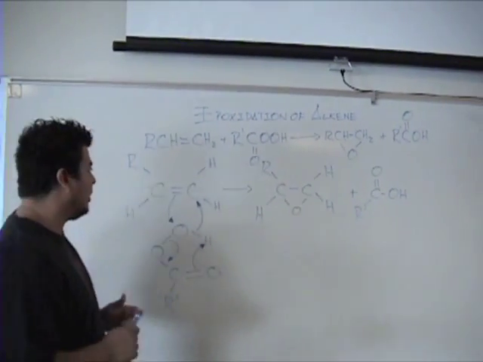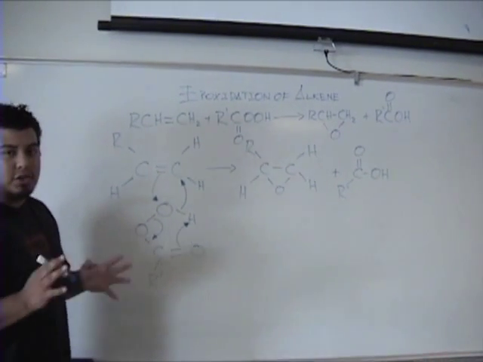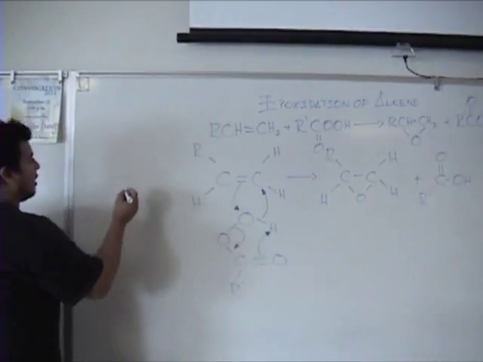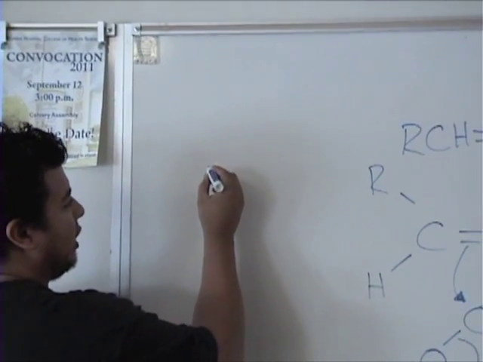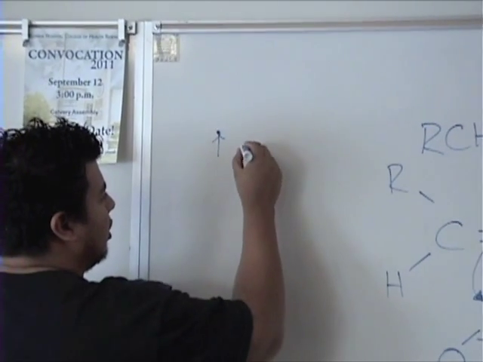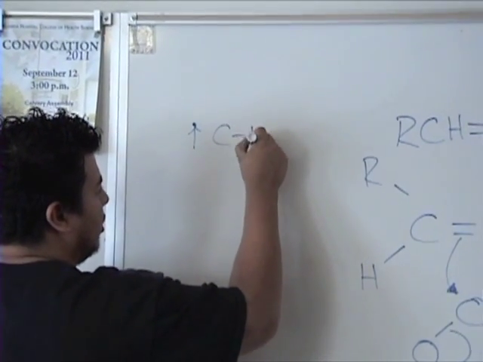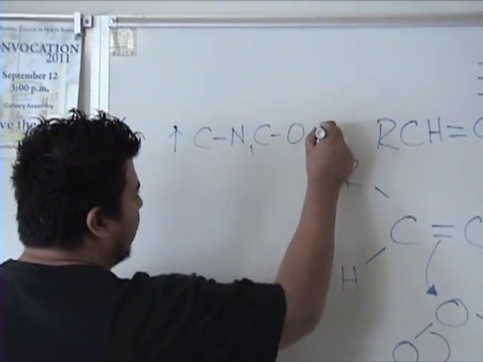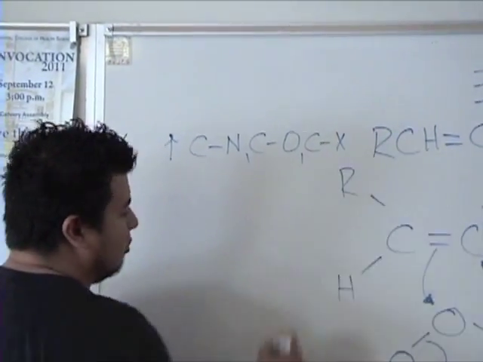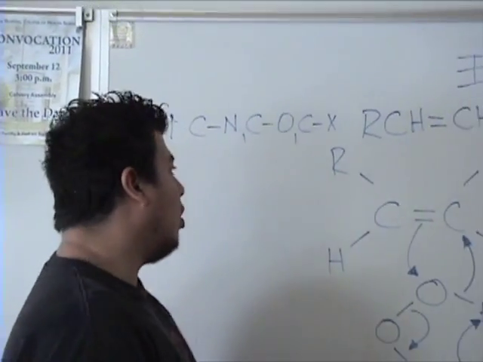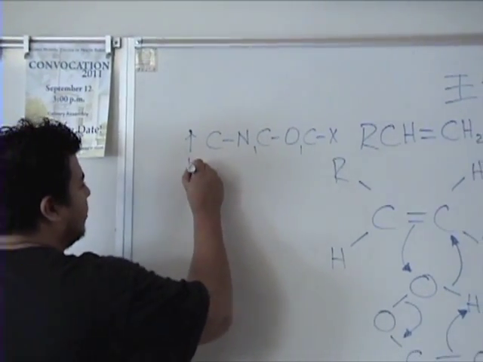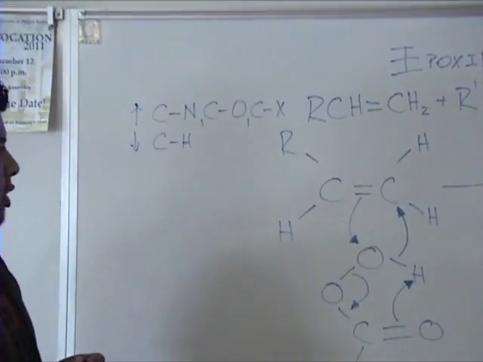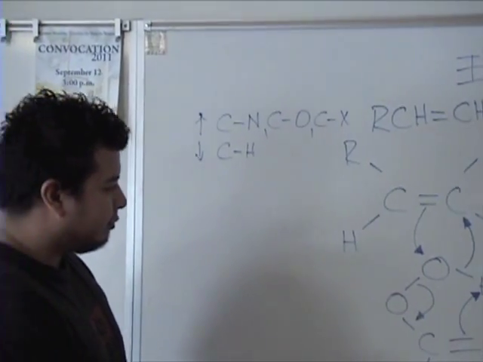Now for the mechanism of this, it's all a concerted step. We know that this is an oxidation. We've got to remember that oxidation is when we add C-N bonds, or C-O bonds, or C-X bonds, X being the halogens, or if we lower the number of C-H bonds. So this is a clear oxidation.